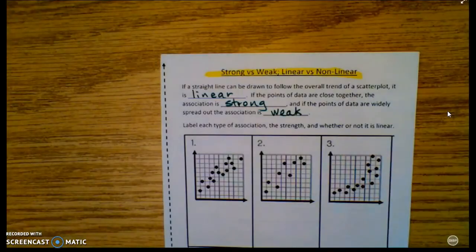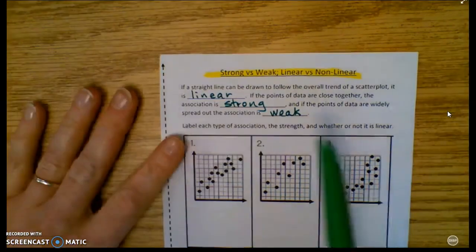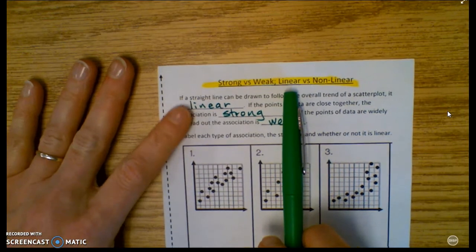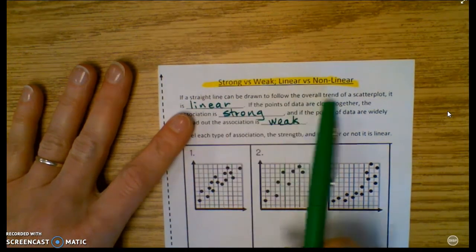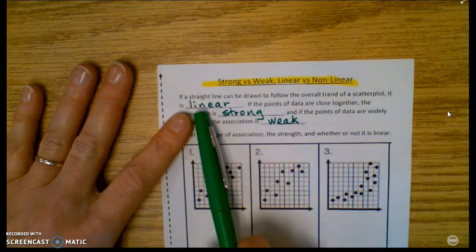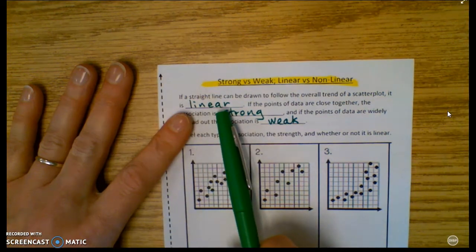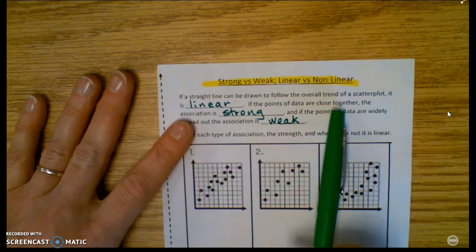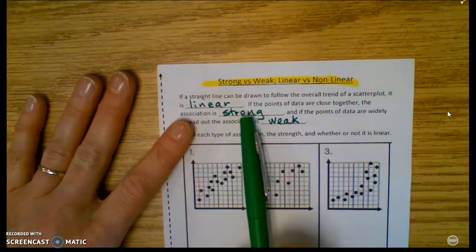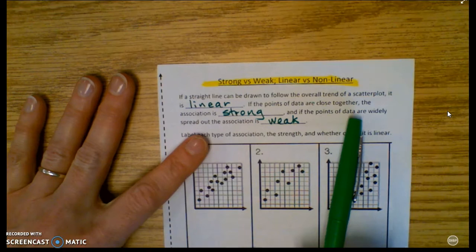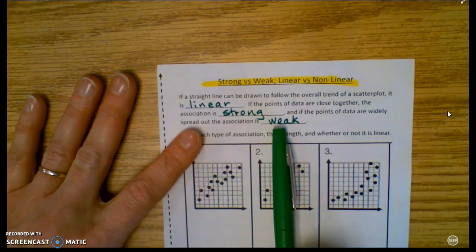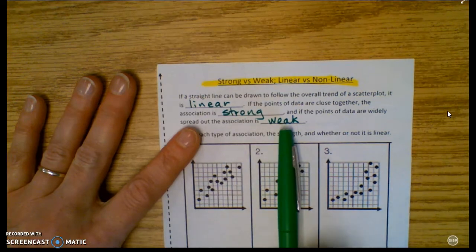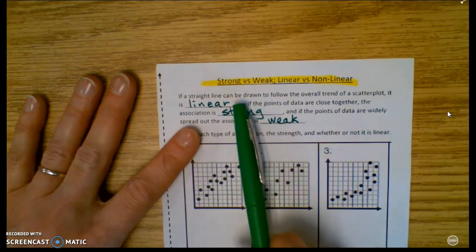So now that you know a little bit about how scatter plots work and the associations that go along with it, you're ready to learn about how some scatter plots can have a relationship that's linear. Just like in our last unit, if you can draw a straight line to show the trend of a scatter plot, you say it has a linear association. If the points are really, really close together, then you have a strong association. But if the points are widely spread out, it's considered to be a weak association. We think the points are pretty close, but not super strong. So we will refer to these as either strong or weak.